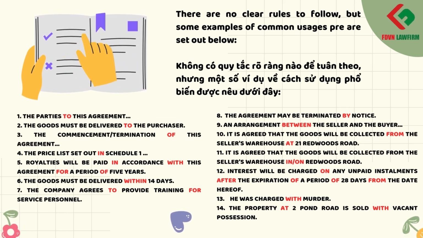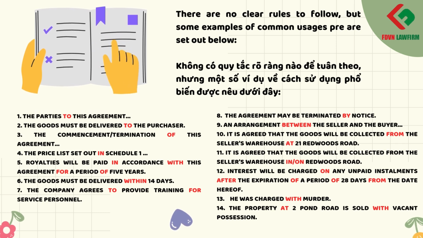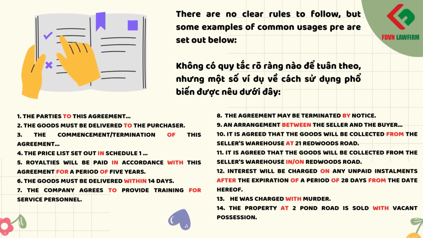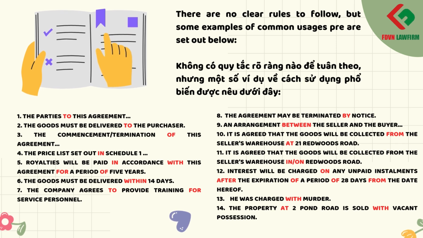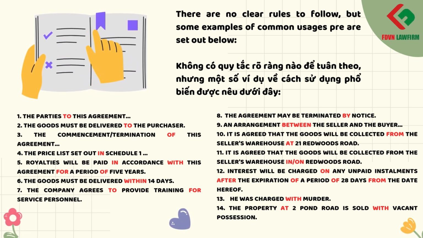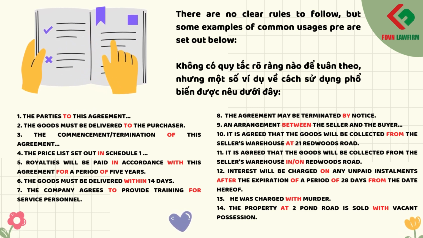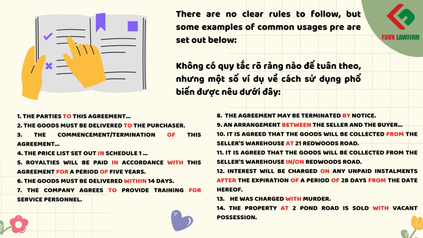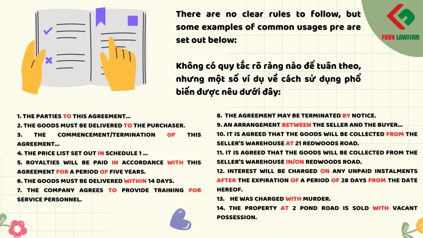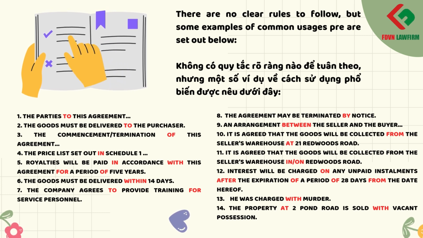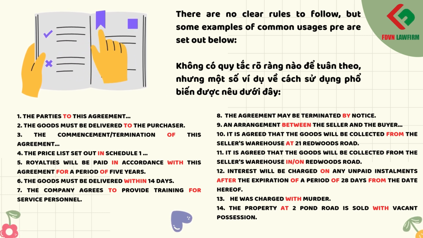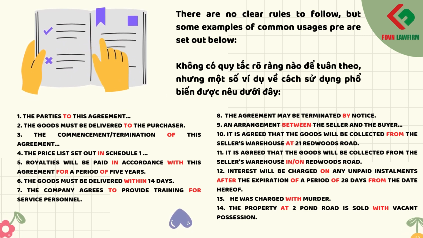1. The parties to this agreement. 2. The goods must be delivered to the purchaser. 3. The commencement/termination of this agreement. 4. The price list set out in Schedule 1. 5. Royalties will be paid in accordance with this agreement for a period of 5 years. 6. The goods must be delivered within 14 days.